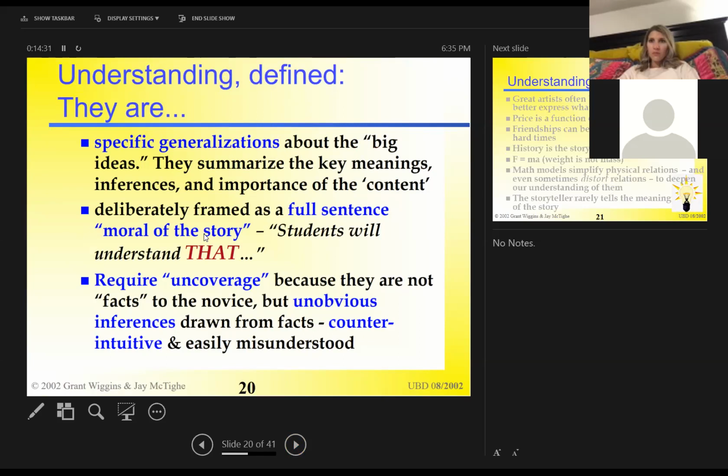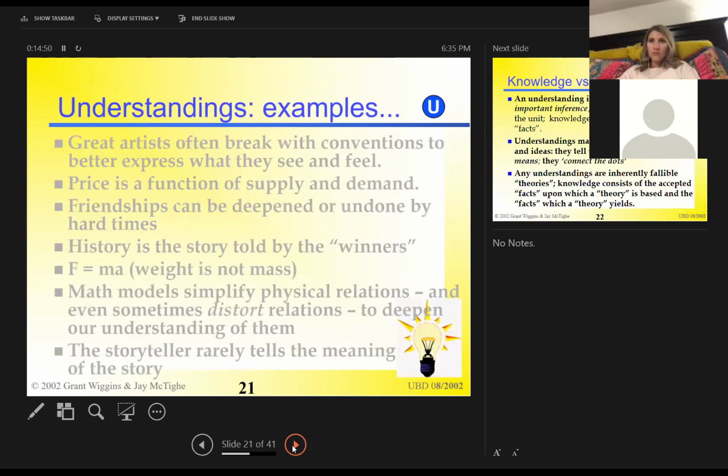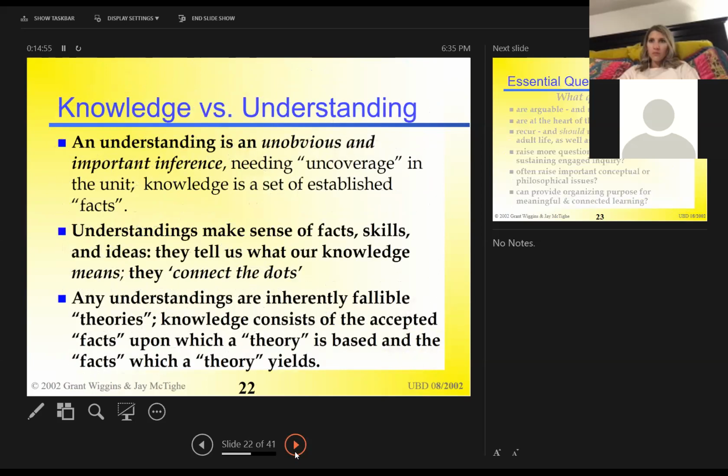If you are working with something that's maybe not a brand new idea or concept to the students, you may need to really help them with some of those inferences and things that are not explicitly talked about or taught within your lesson. Okay, so here's some examples. I'm not going to go through all these with you guys. You can read these at your leisure.